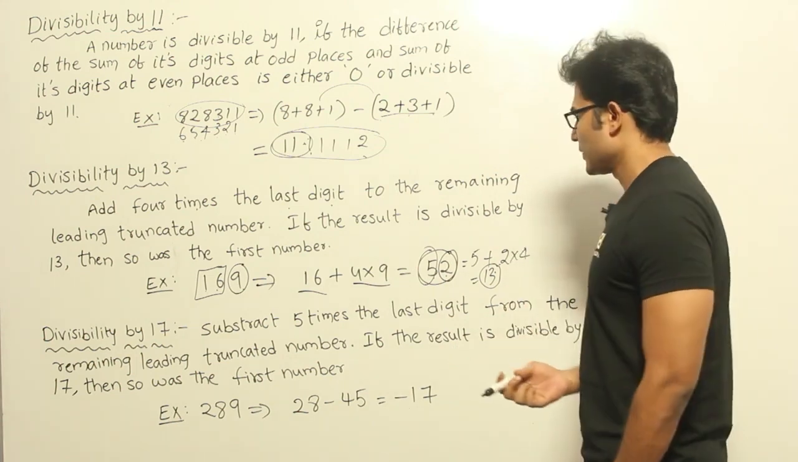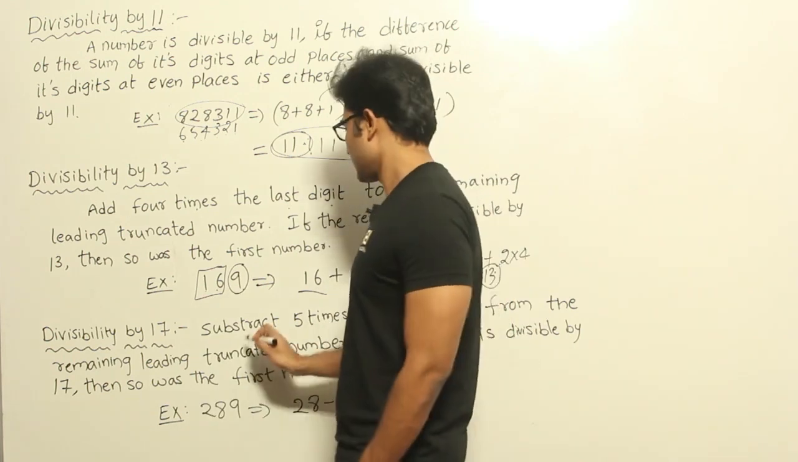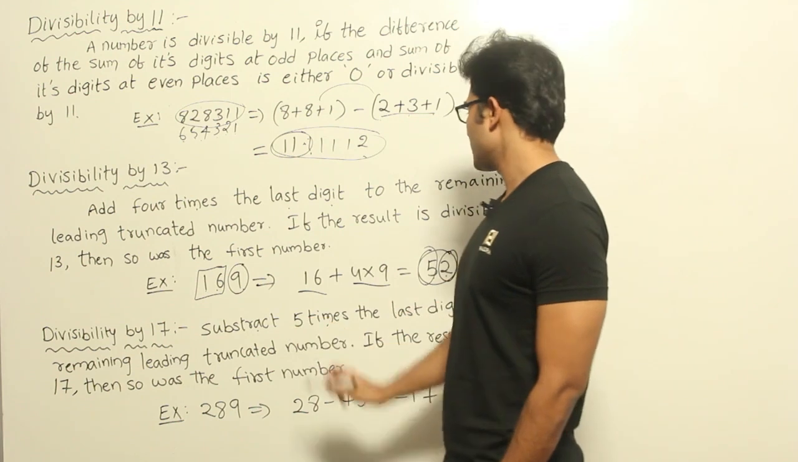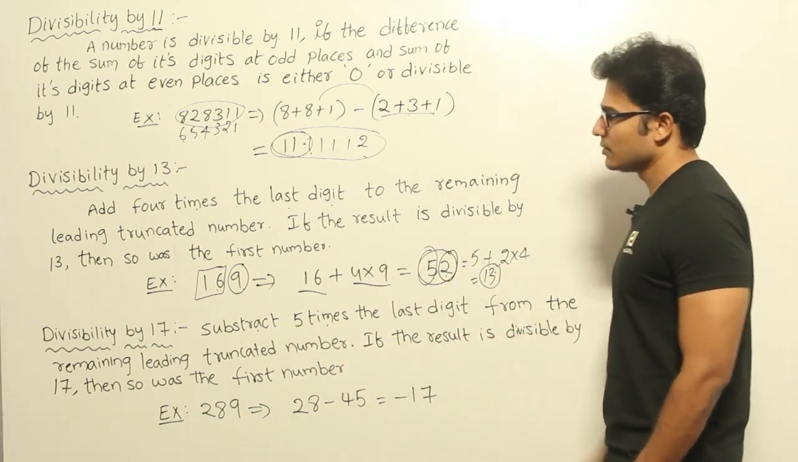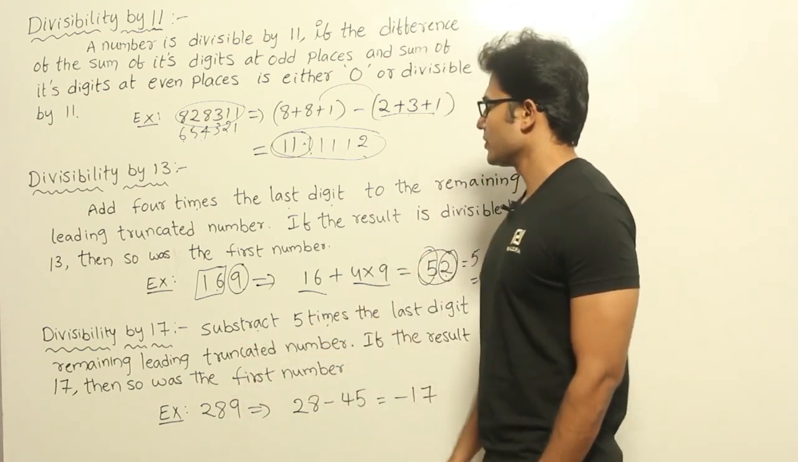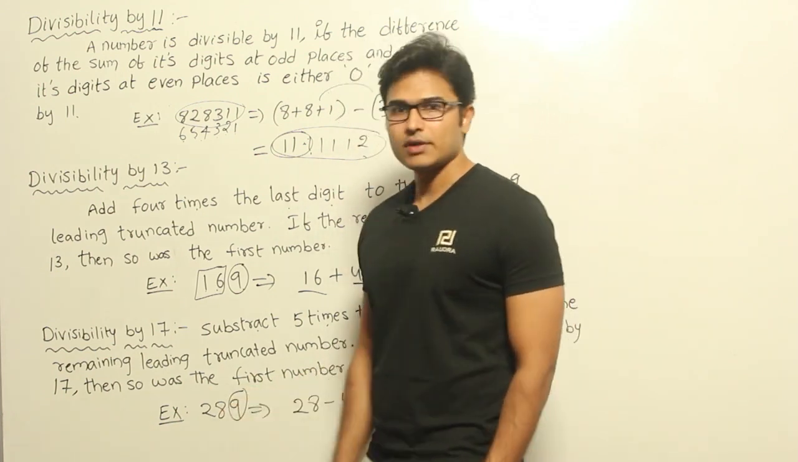Got it? Okay. And next one is divisibility by 17. Subtract 5 times the last digit from the remaining leading truncated number. If the result is divisible by 17, then so was the first number, which means you take this number and you take this, right?